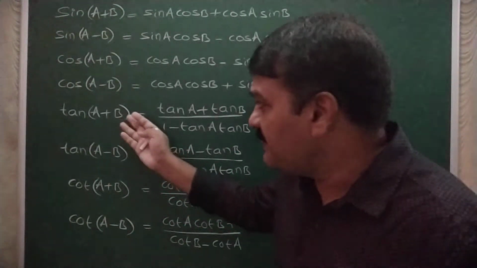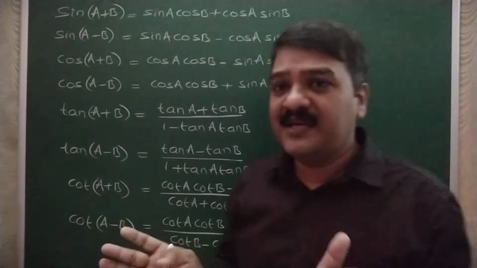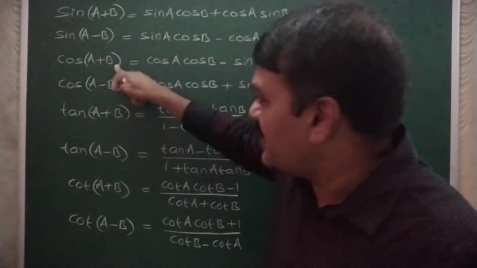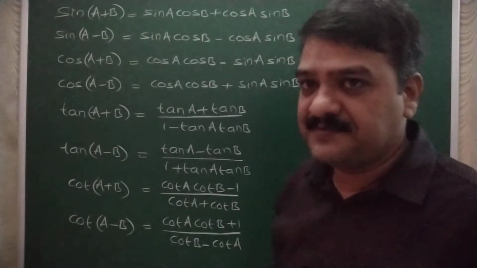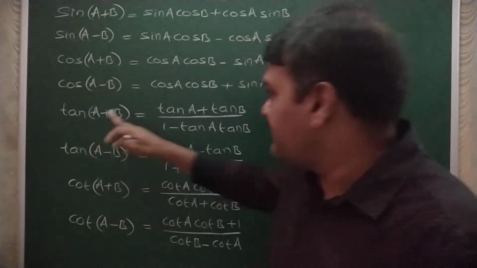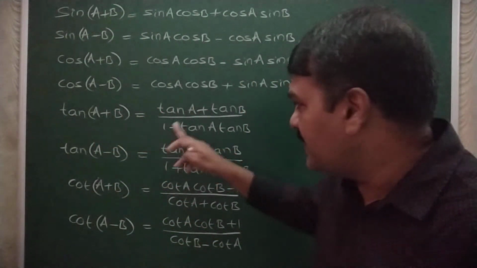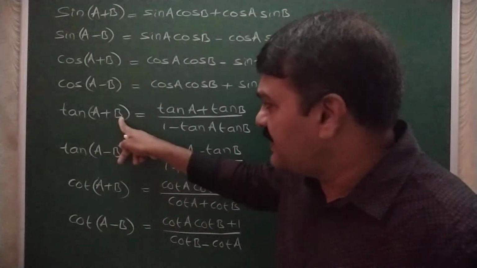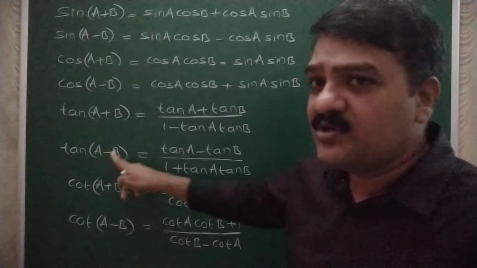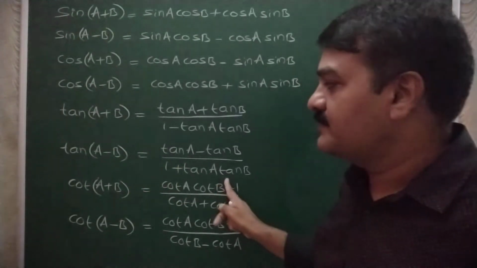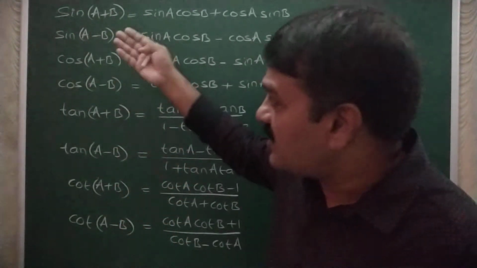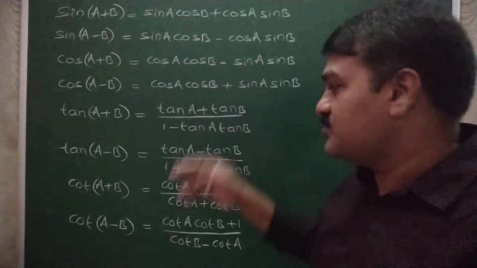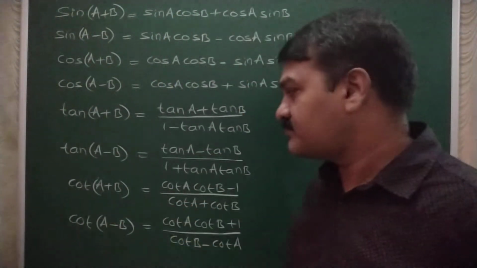Now tan of A plus B is nothing but sine A plus B by cos A plus B. If you divide these two formulas, automatically you will get this. So tan of A plus B is tan A plus tan B by 1 minus tan A tan B. Similarly, if B is replaced with minus B, you are going to get this formula. Cot of A plus B is cos A plus B by sin A plus B. If you divide those two, you will get this formula.